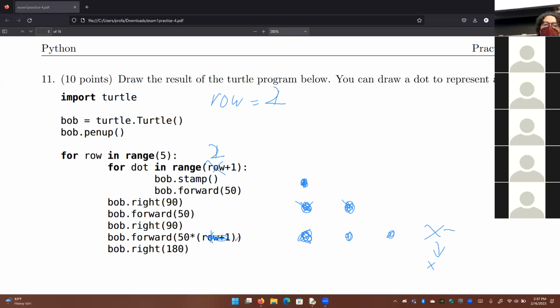And at this point, you should note, this loop moves him forward 50 times row plus 1, right? And this moves him backwards, relatively speaking, in the negative X direction, 50 times 1. Make sense? So this moves him forward, and this moves him the exact amount backwards. And so now he's here. So the eventual answer we settle on is 1. Then he does this.